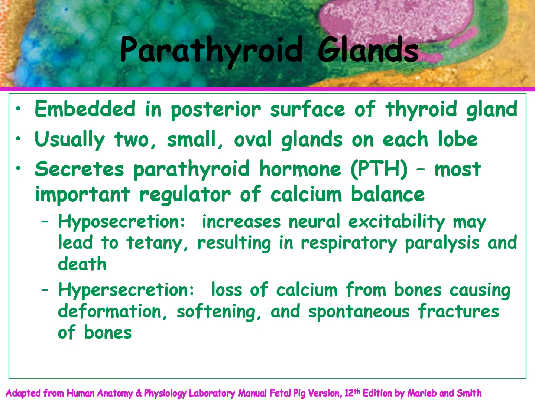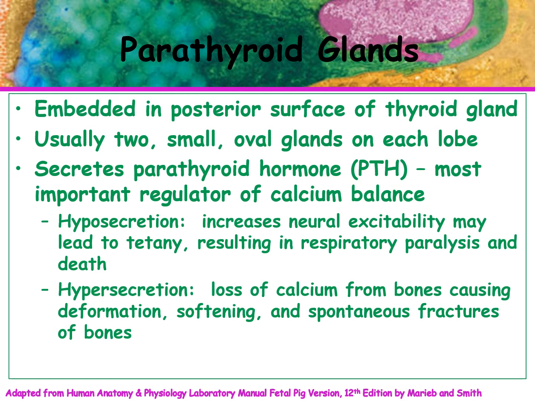The parathyroid glands secrete parathyroid hormone, and parathyroid hormone helps to regulate calcium balance. If there are low levels of blood calcium circulating, then the parathyroid glands release parathyroid hormone, abbreviated PTH. PTH stimulates osteoclasts in the bone to break bone down, and in doing so, it helps to increase calcium levels in the blood.